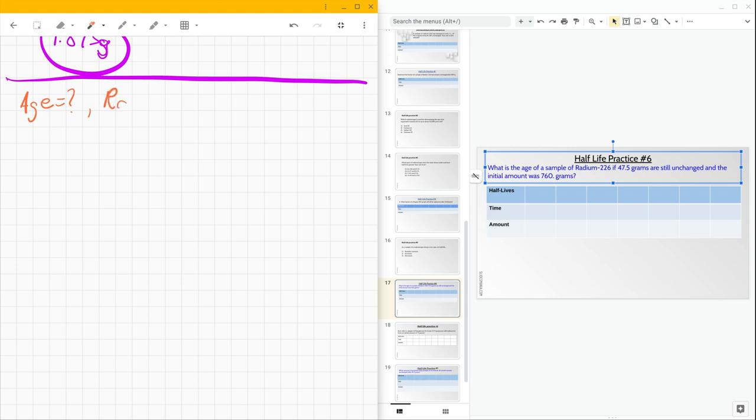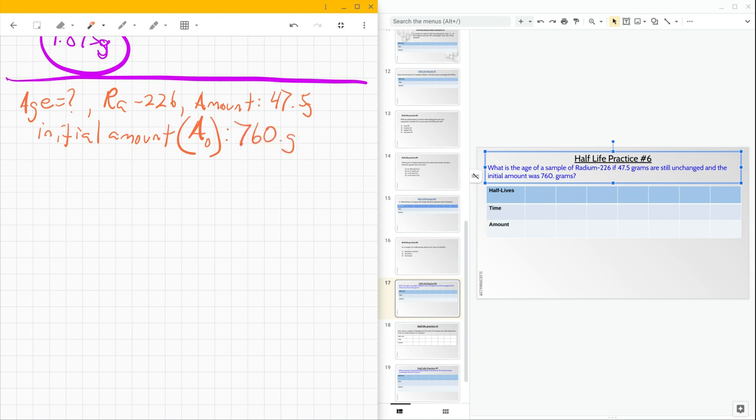So age equals question mark. The sample is radium 226. The amount remaining is 47.5 grams. And the initial amount, which in science, the symbol that we usually use for when something is at the beginning, the initial, is we put a little 0 next to it, just to let you know. So they said that was 760 grams.